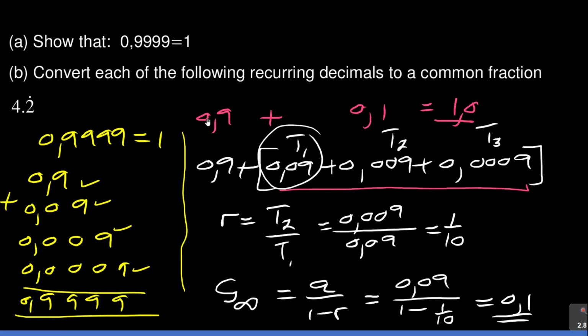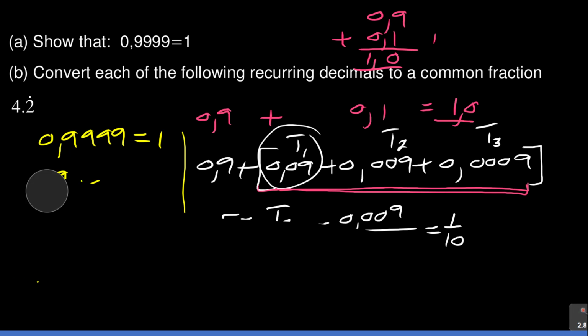So you add 0.9, and this reduces to 0.1 using the sum to infinity. So we are saying 0.9 plus 0.1. If you add 9 plus 1 is 10, 0 carry 1. 0 plus 0, 0 plus 1. This is 1.0. Alright, that's one way of doing that.